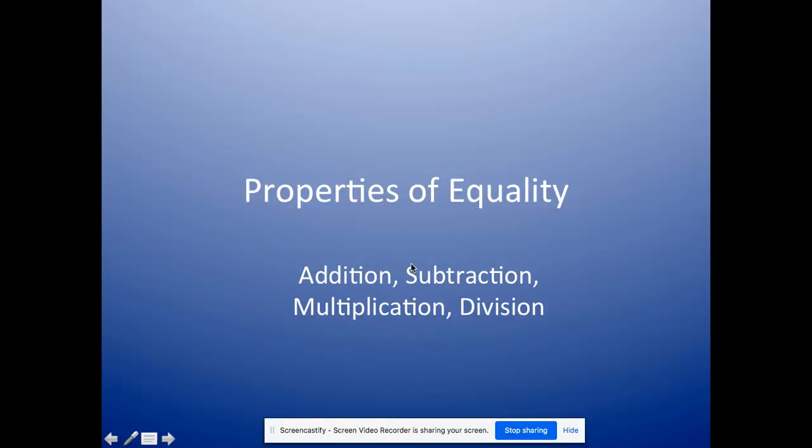Okay, today's lesson is on properties of equality. They are addition, subtraction, multiplication, and division. But before we get started, I want to remind you of two things.